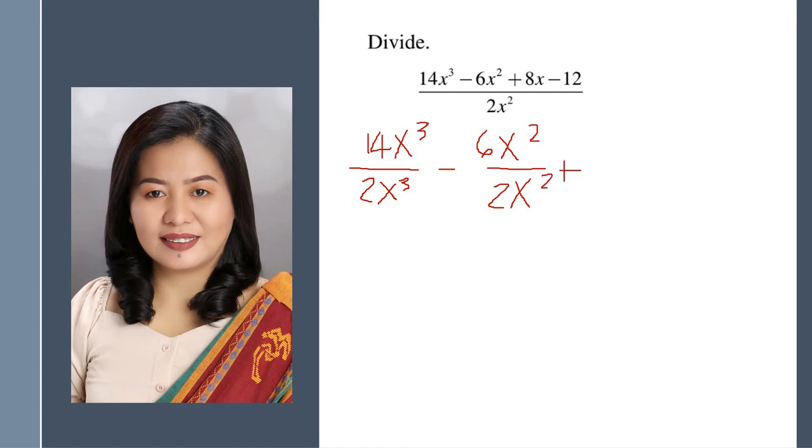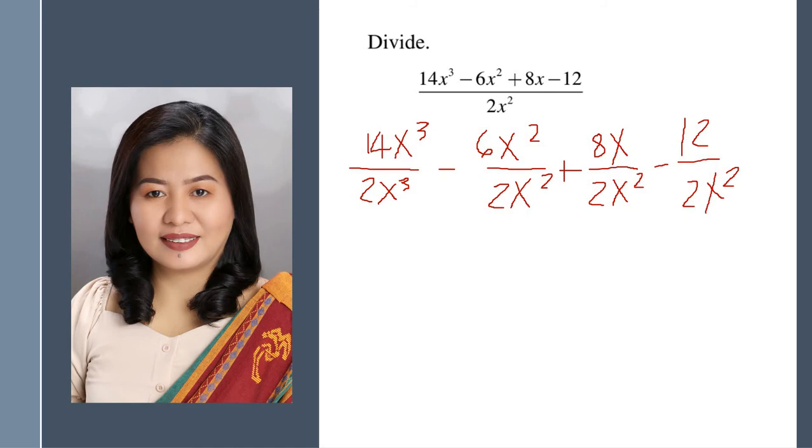Plus 8x over 2x squared and minus 12 over 2x squared. Okay, so now we are through separating all the 4 fractions. So we can now simplify each.